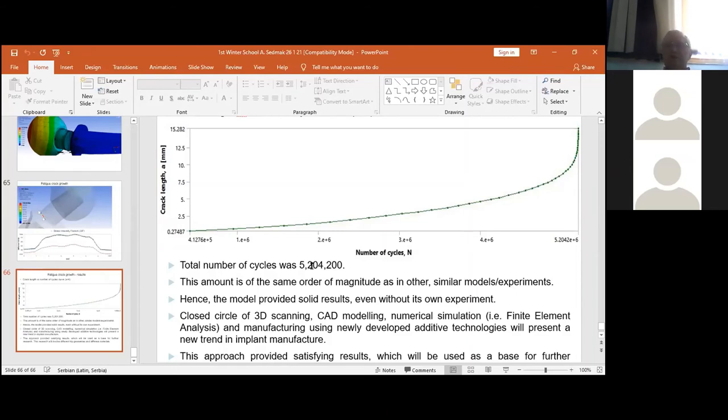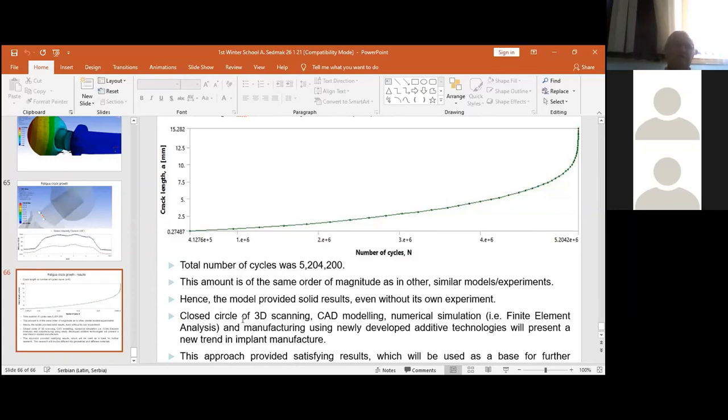So to finalize this story, let us say that at least for this example, we got good results because this amount is not only of the same order, it was quite similar to other models and experiments that we could find in literature. So even without our own experiment, which we couldn't perform at that time, we were sure that this model provides good results.